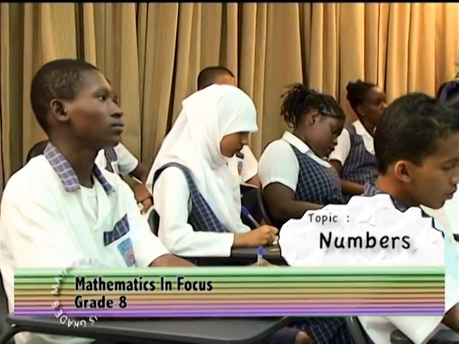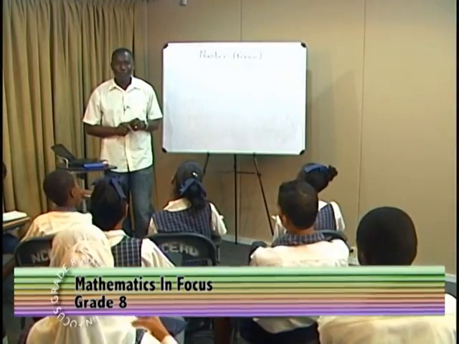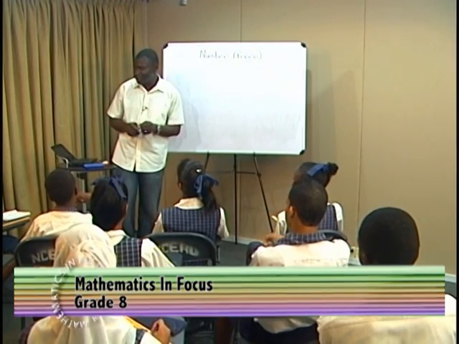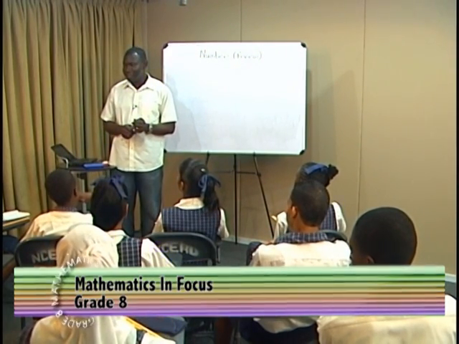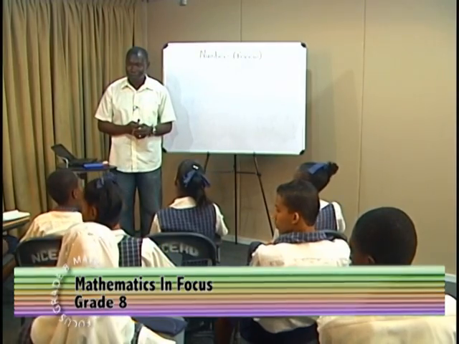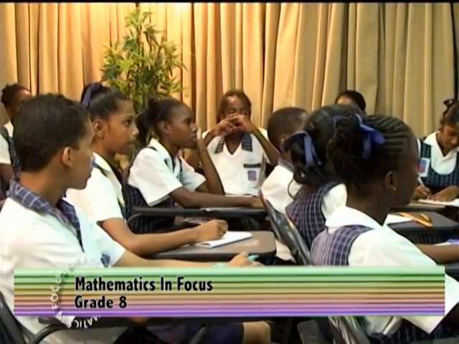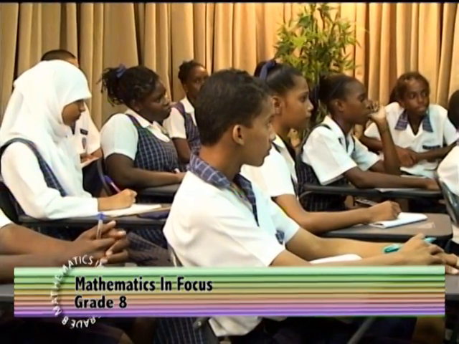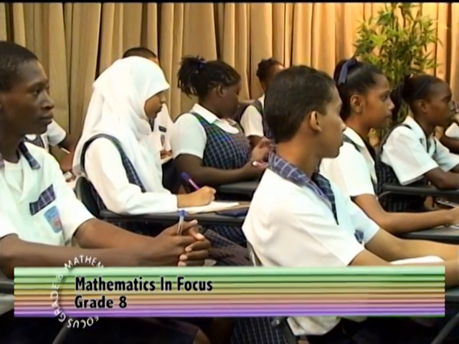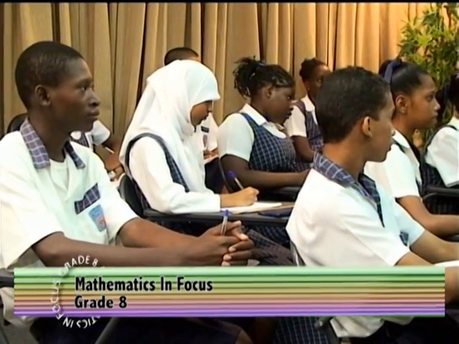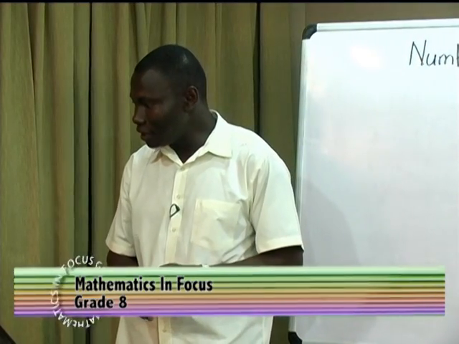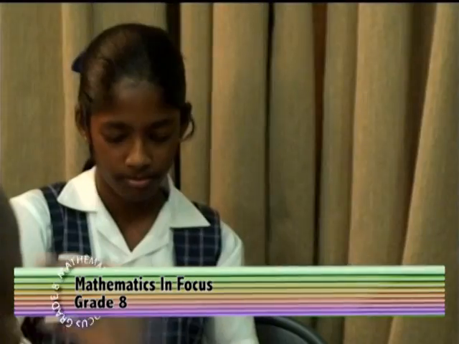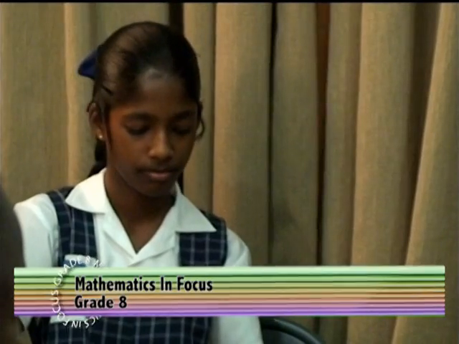There is another set, which is called rational. Yes, rational numbers. Now I want somebody to tell me about rational numbers. Rational numbers are fractions. Okay, yes, continue. Rational numbers are fractions. Anyone else wish to add to that? You agree that rational numbers are fractions. Is there anyone else who wishes to add to rational numbers?